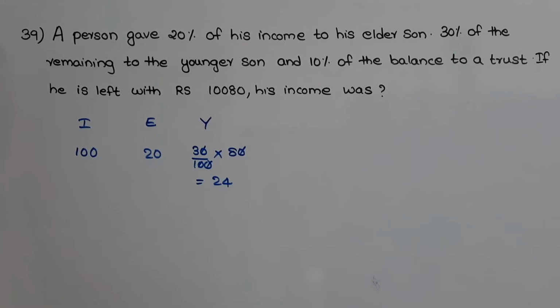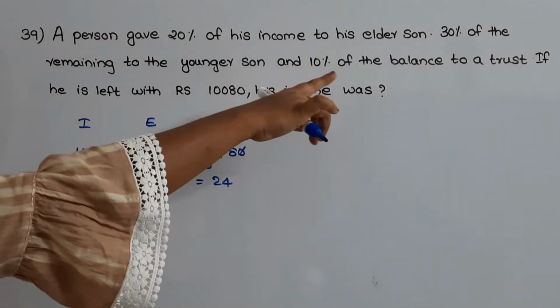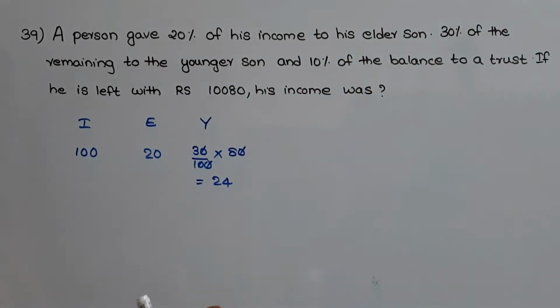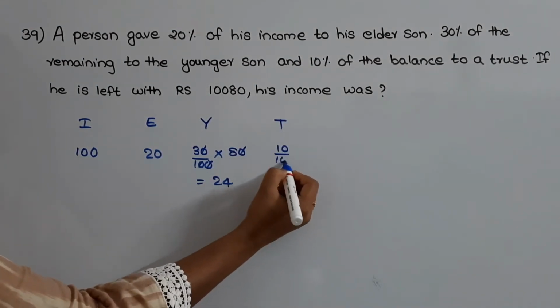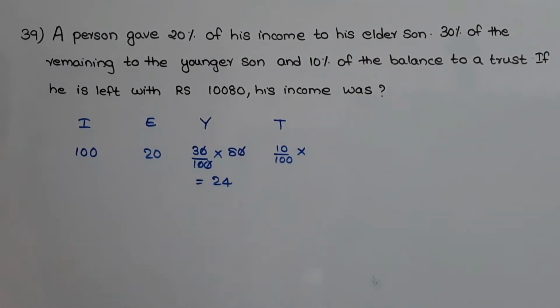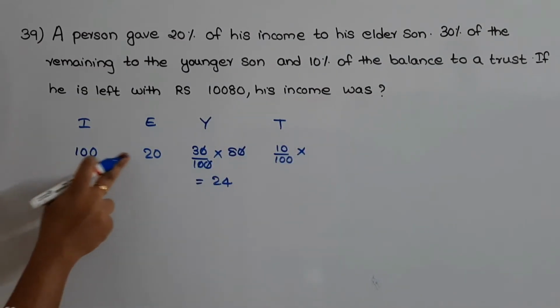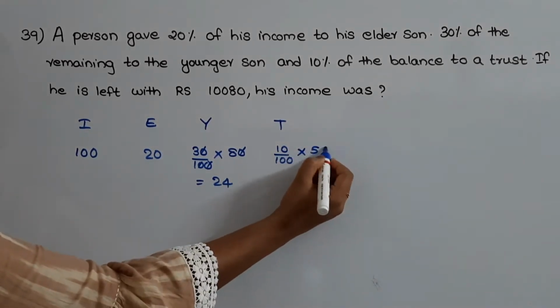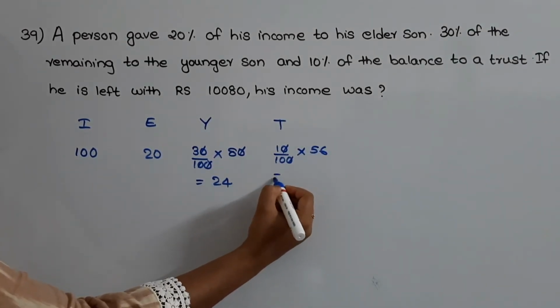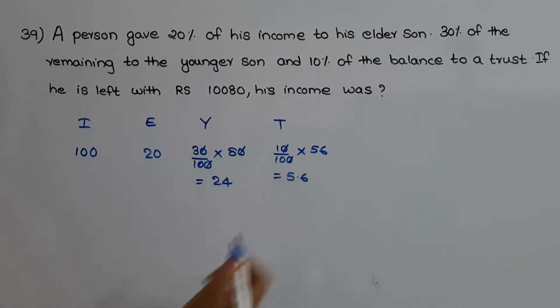Then they are telling that he gave 10% of the remaining to a trust. So to a trust he gave 10% of the remaining. Now the remaining value will be 100 minus 20 minus 24. That will be equal to 56. On simplifying this you will get it as 5.6.